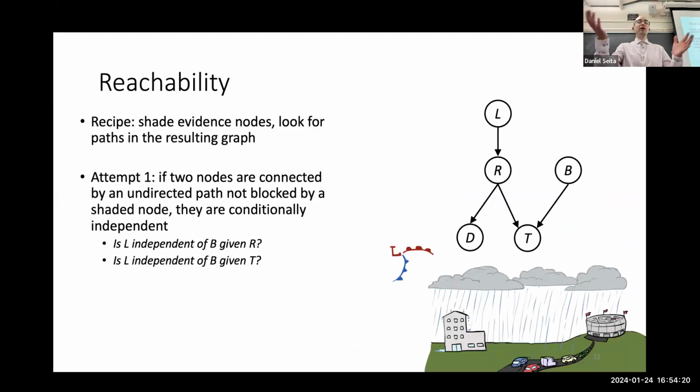So how do we do this? One way that you could try to do this is to just look at a Bayes net, shade in any evidence node, and then look for any path in the resulting graph. And if any two nodes are not connected by an undirected path not blocked by a shaded node, then they're conditionally independent.